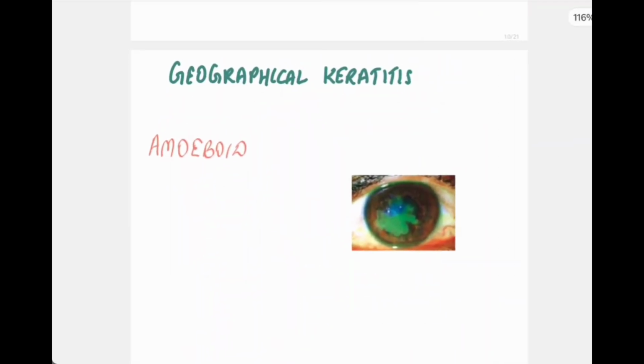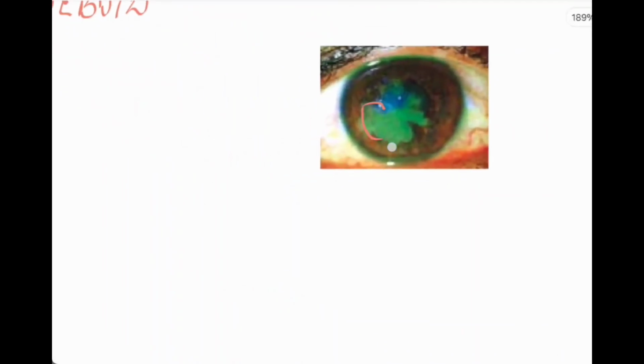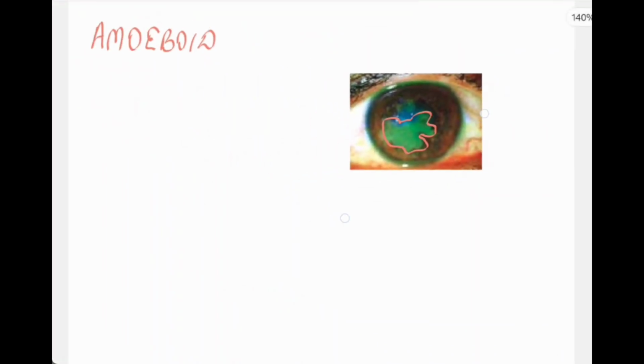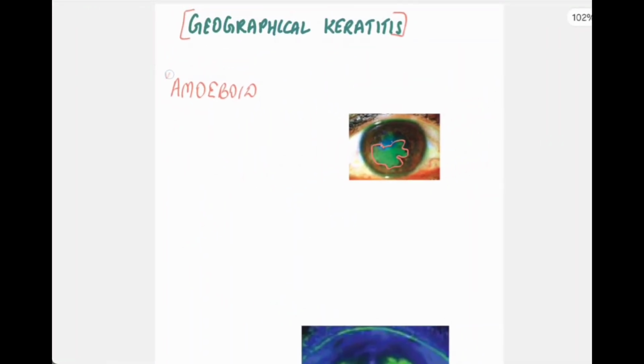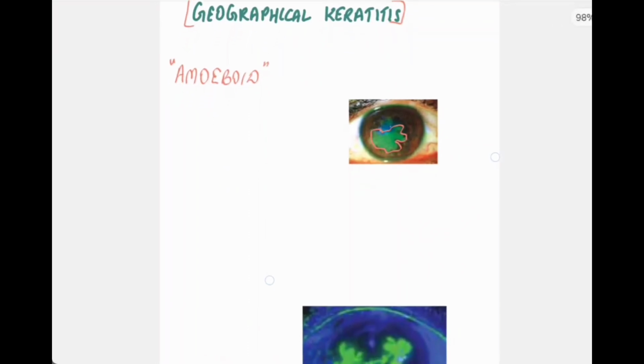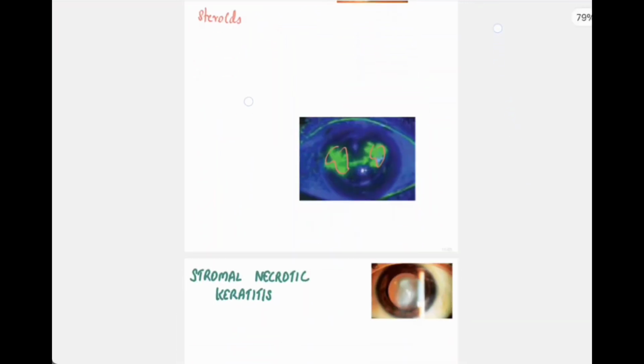Geographical keratitis is characterized by larger epithelial lesions known as geographical or amoeboid configuration. May occur as a continued enlargement of dendritic keratitis. Likely to occur following inadvertent use of topical steroids. Treatment is similar to dendritic keratitis.